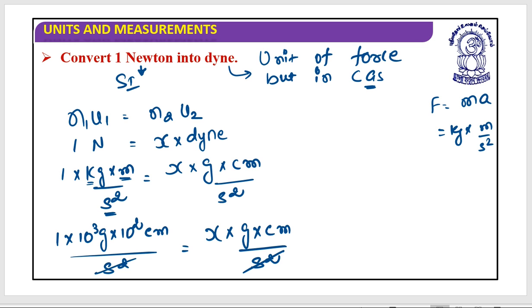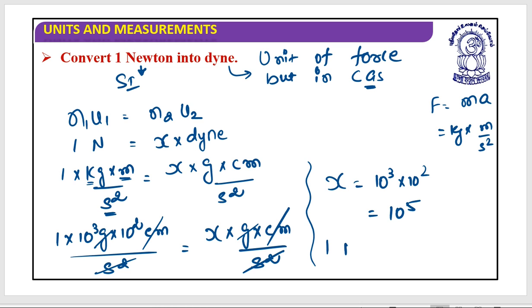So this second square would be gone. Centimeter would cancel. Gram would cancel. So this comes to x is equal to 10 to the power 3 multiplied by 10 to the power 2. This comes to 10 to the power 5. So our answer is 1 Newton is equal to 10 to the power 5 dyne. Please do remember this. Yes?